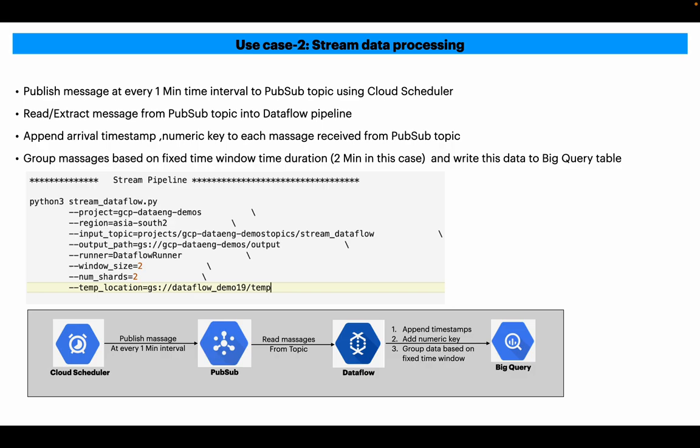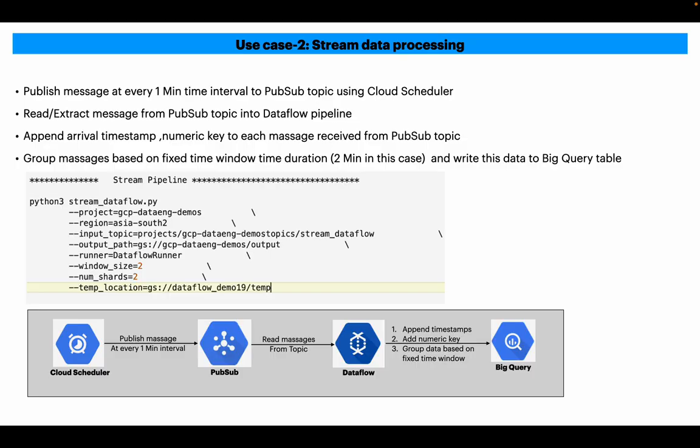I already discussed that PubSub works in a publisher and subscriber model. In this case, Cloud Scheduler is a publisher, where it publishes messages at every 1 minute interval, and Dataflow is acting as a subscriber. It receives the message from the PubSub topic at every 1 minute interval. Then it groups those messages based on a fixed window of every 2 minutes by appending a timestamp and a numeric key. Then it will write the data into BigQuery.